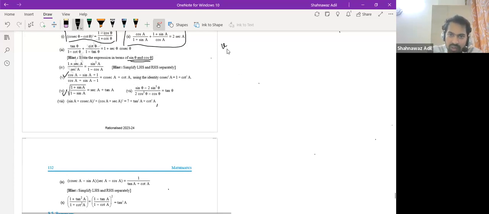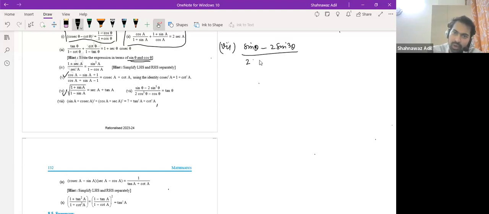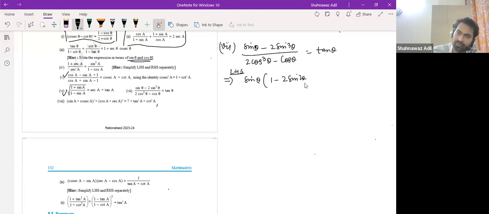Yeah, so in the seventh question, we have sine theta minus 2 sine cube theta, divided by 2 cos cube theta minus cos theta. Okay, so this question is for Shaima. What is the first thing that we can do in the numerator? In both the terms, what is the first thing that we can do? Take sine theta common. Absolutely right. Good. So we can take sine theta common. So this is 1 minus 2 sine square theta. And in the denominator, what can we do again?